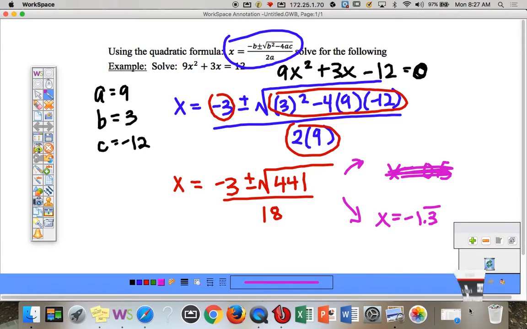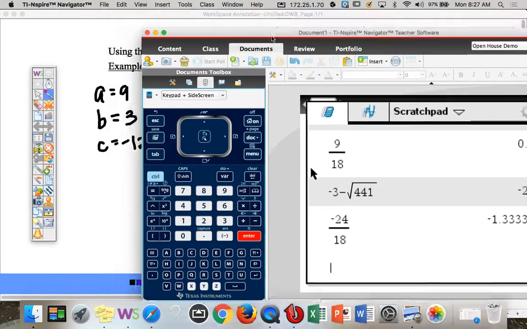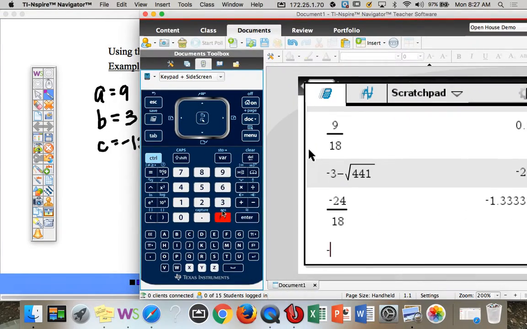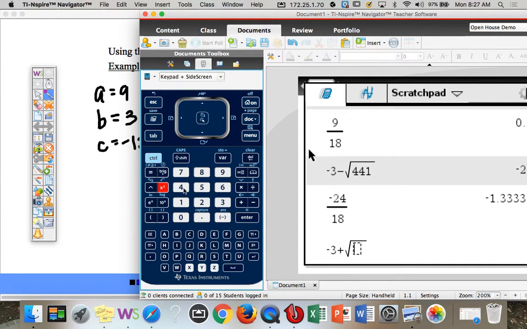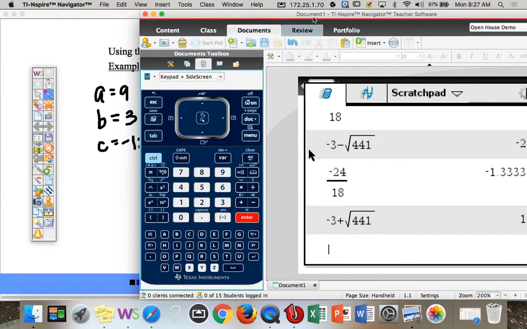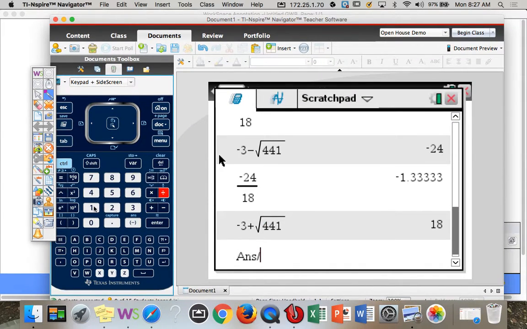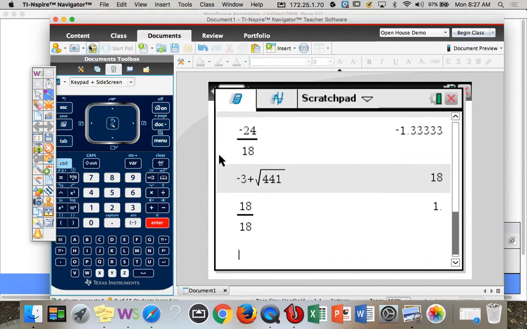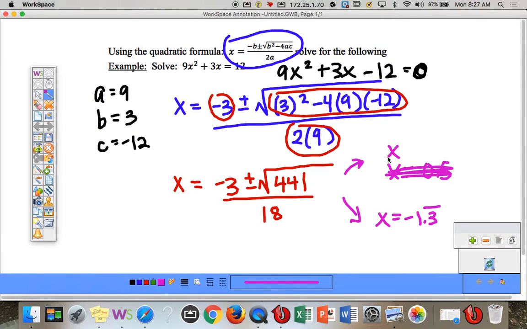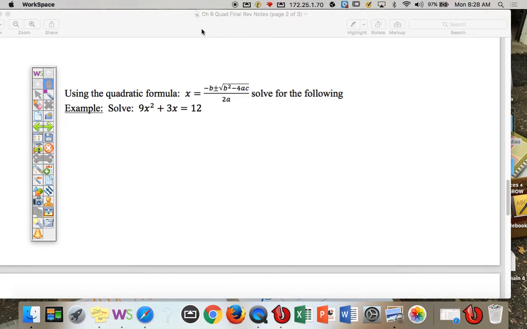Let's redo this one. I typed it in wrong, so it should be negative 3 plus the square root of 441, hit enter, plus, okay, now divide by 18, so we should get 1. Okay, so that answer should have been 1, not 0.5. So here are the two zeros of the graph where they cross the x-axis.